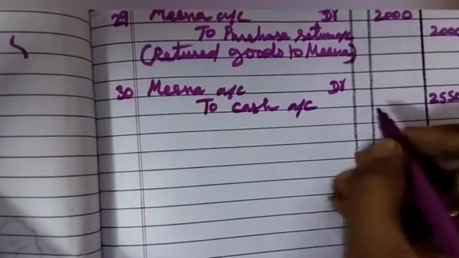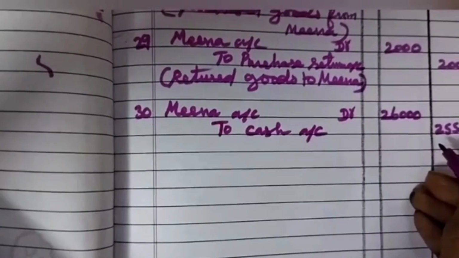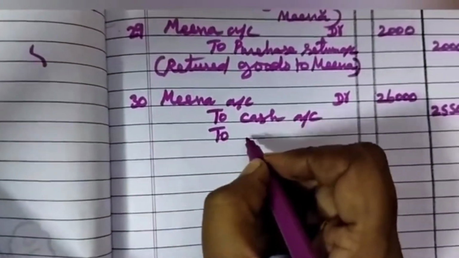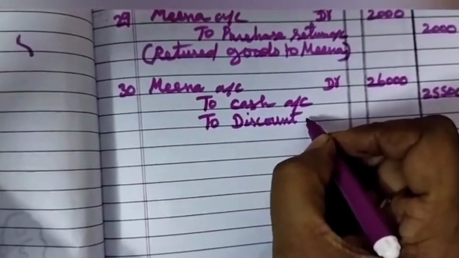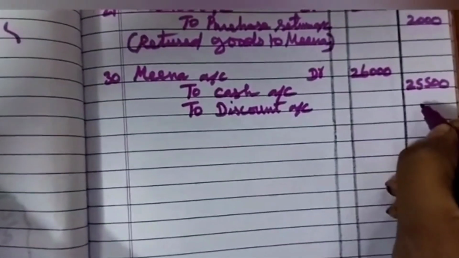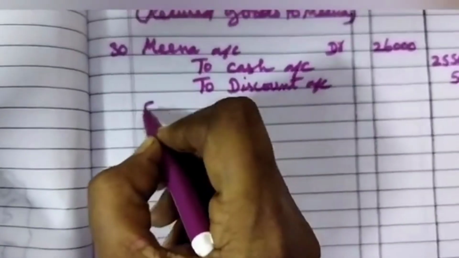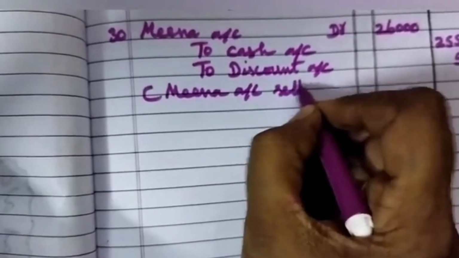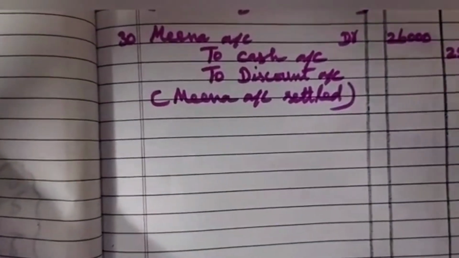25,500. Then for Meena 26,000. We paid only 25,500 because she has given discount. 500 rupees as discount. So discount account should be credited. How much amount? 500. So now we can write the narration. What's the narration? Meena account settled. That's all. Okay, now we can go to the next transaction.